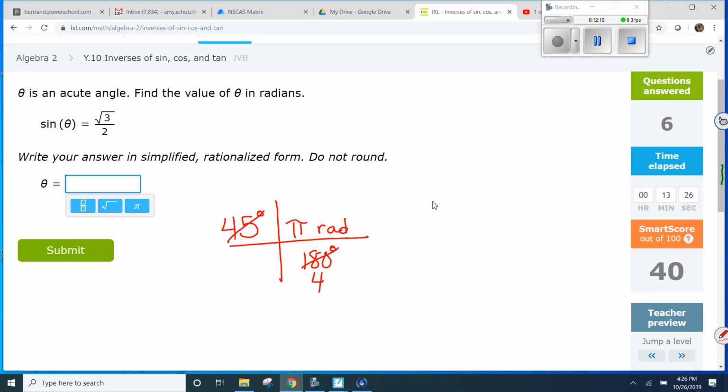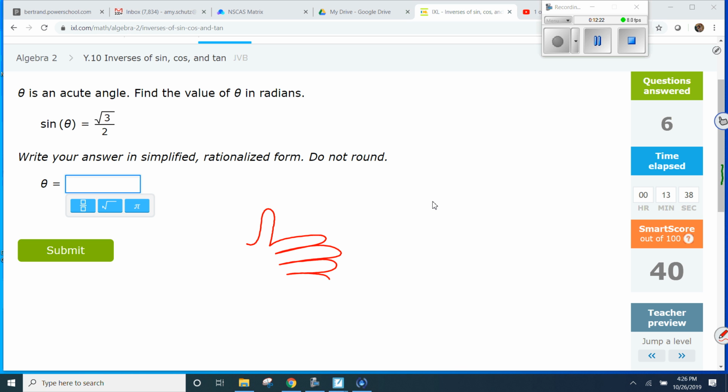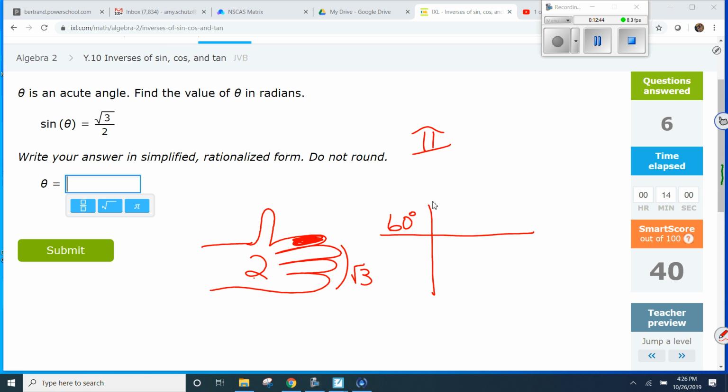Where is sine equal to radical 3 over 2? I don't care which way you do it. Your hand is always with you. Sine is the bottom, so you want 3 fingers over 2, radical 3 over 2. To get those 3 fingers, you have to fold in your ring finger, which is 60 degrees. There are 3 measures of 60 degrees in 180, so therefore it's going to be pi over 3.